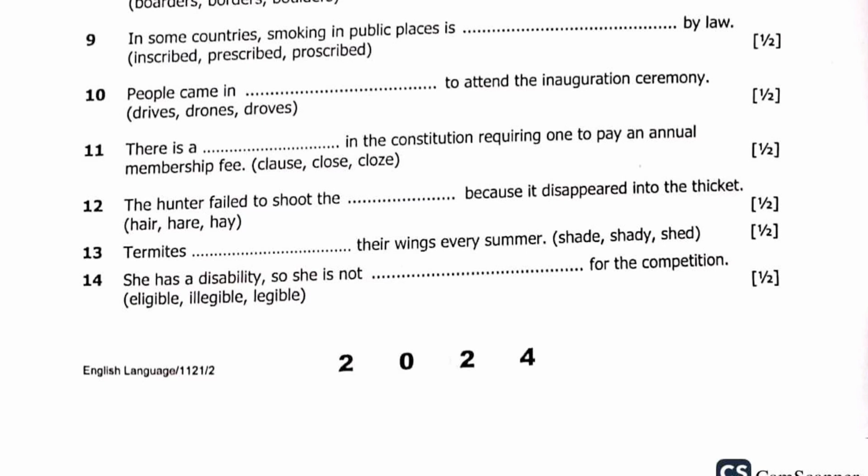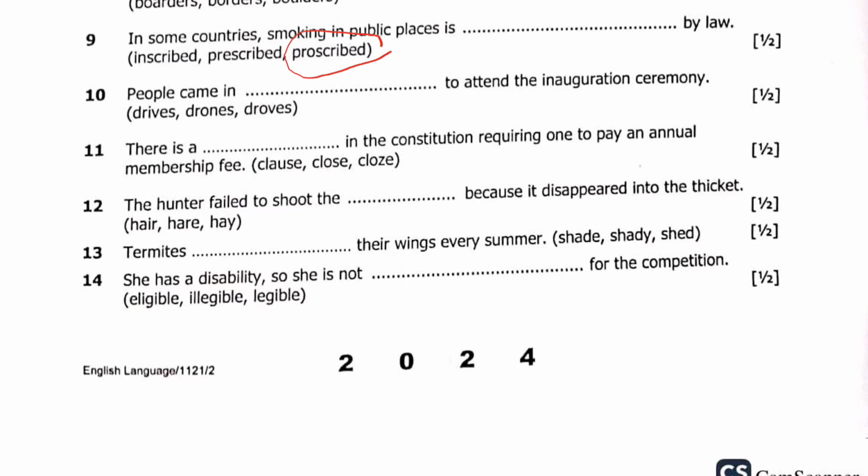Now, to prescribe, the answer is prescribed, which is the last one. Okay, prescribed. To prescribe is to forbid. So this is the answer. To prescribe is to what? Is to forbid, especially by what? By law. All right, number 10.